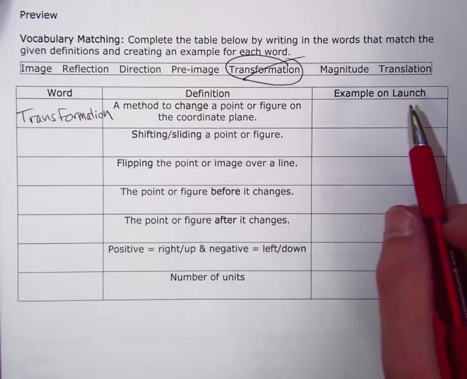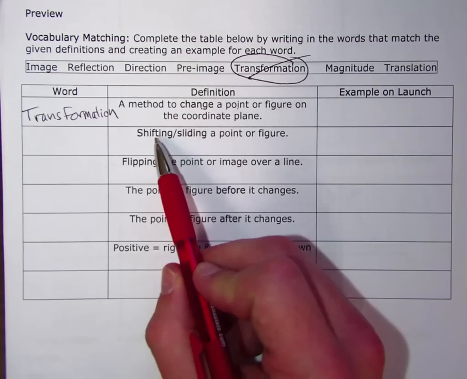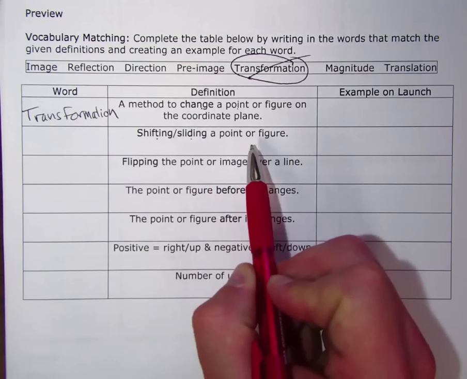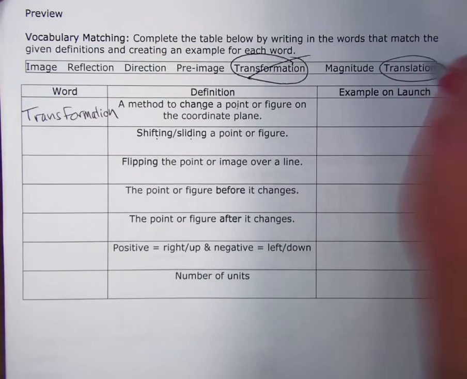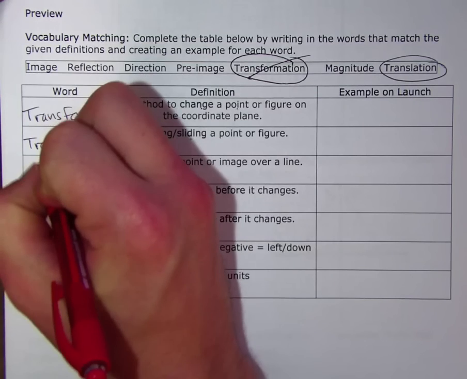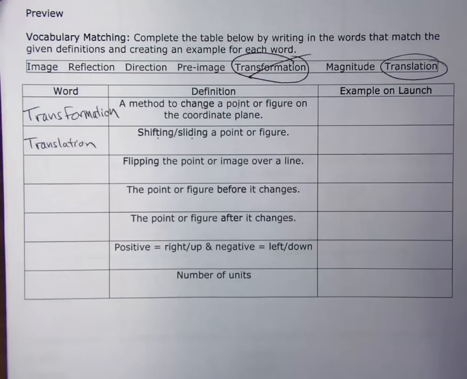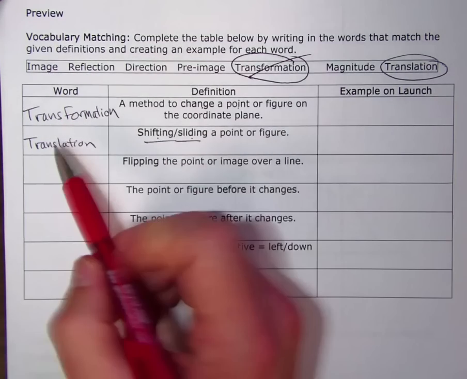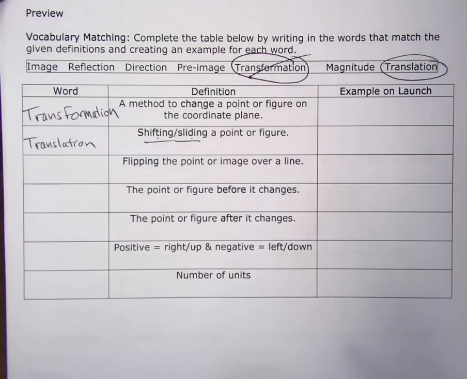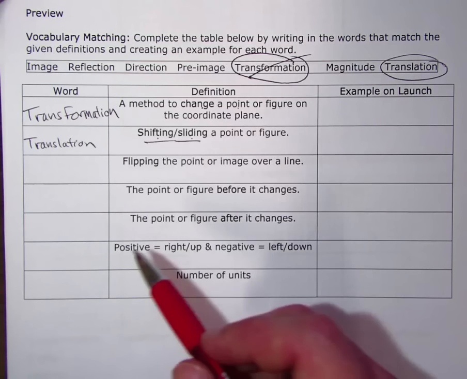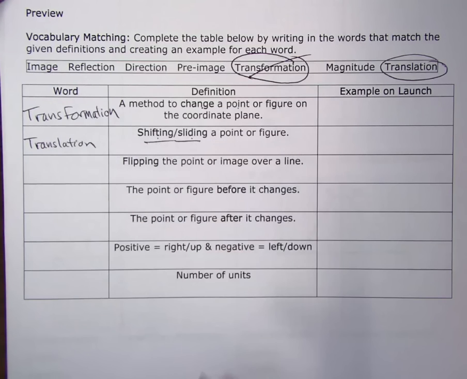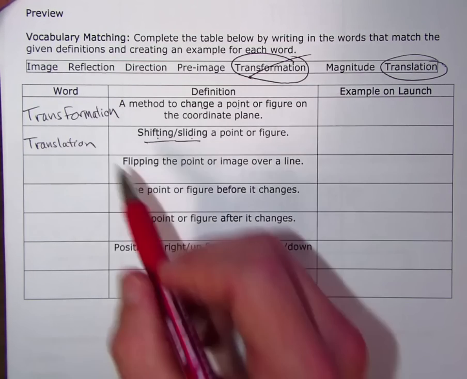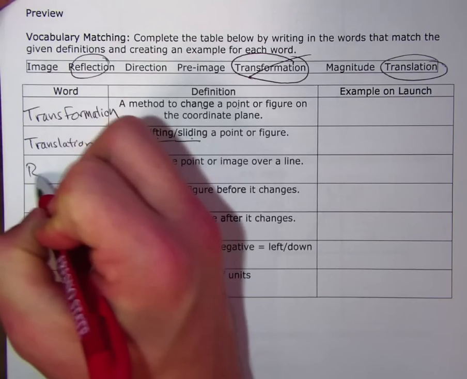And we're not doing a launch right now, so we'll hold off on that for a moment. If I shift or slide a point or figure, shifting and sliding is really called translating or a translation. Okay, so that's a shift or a slide. This is a type of transformation. I can transform things really three different ways, and we're going to look at two of them today. A type of transformation, one is translation, and then another one is a reflection.